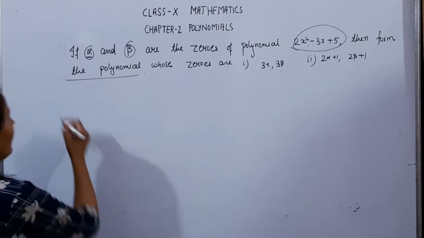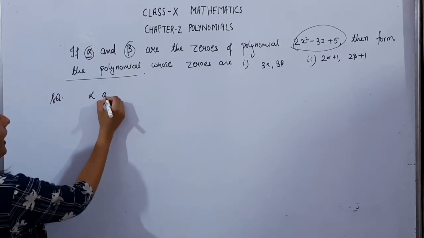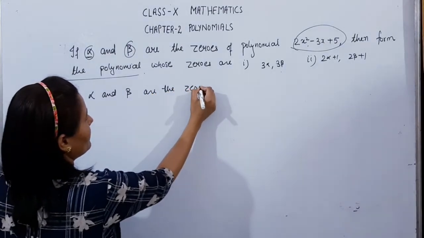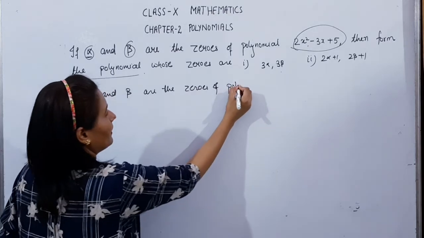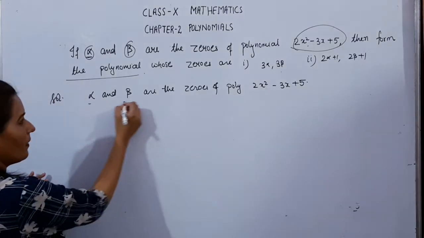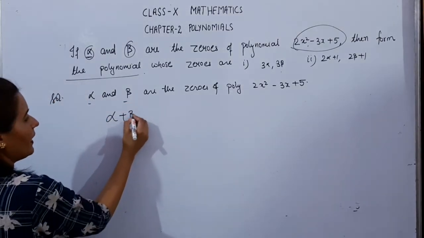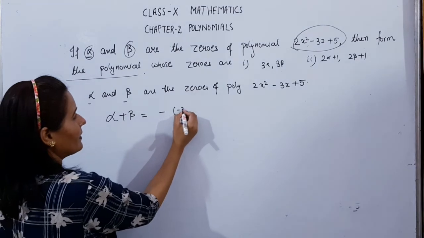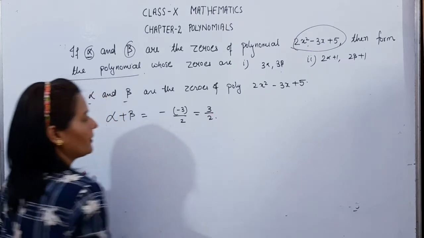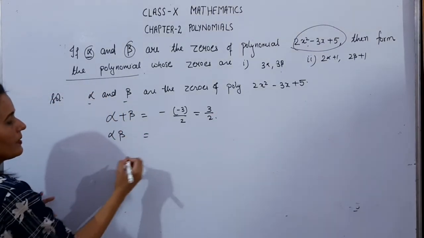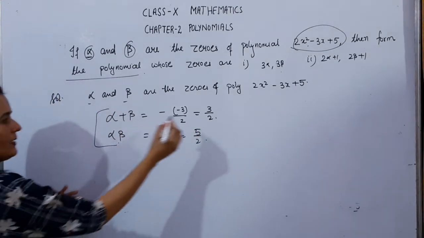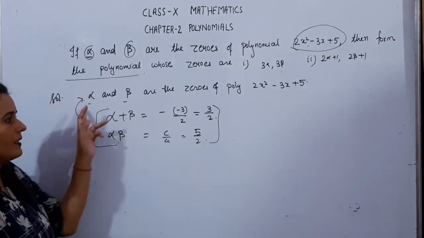Okay. So the solution: alpha and beta, if they are zeros, are the zeros of the polynomial 2x square minus 3x plus 5. So what can we write for the sum of zeros from here? Alpha plus beta will be equals to minus of minus 3 upon 2, that is minus b upon a, and this is equals to 3 upon 2. Alpha into beta will be equals to 5 by 2, c upon a. These two relationships we are getting from these zeros and this polynomial.